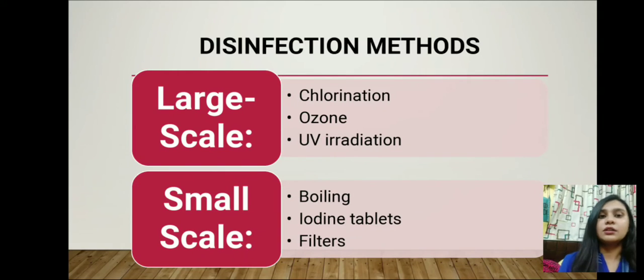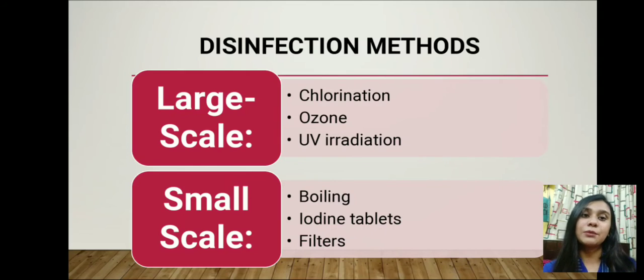There are lots of disinfection methods. On a large scale, where we disinfect water in bulk, we use chlorination, ozone, and UV irradiation. On a smaller scale, like in the house, we can boil the water, we can use iodine tablets, or the water filters that we use in our house.